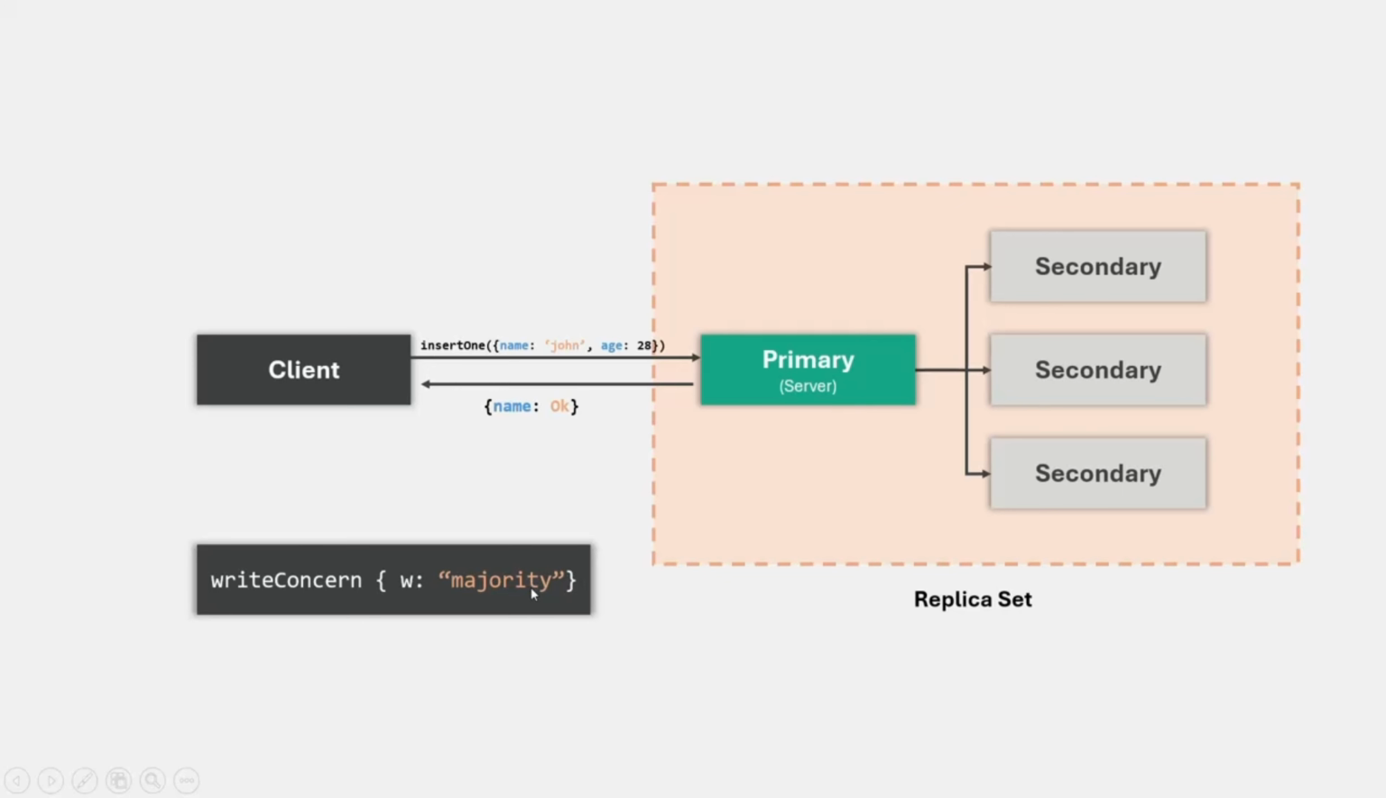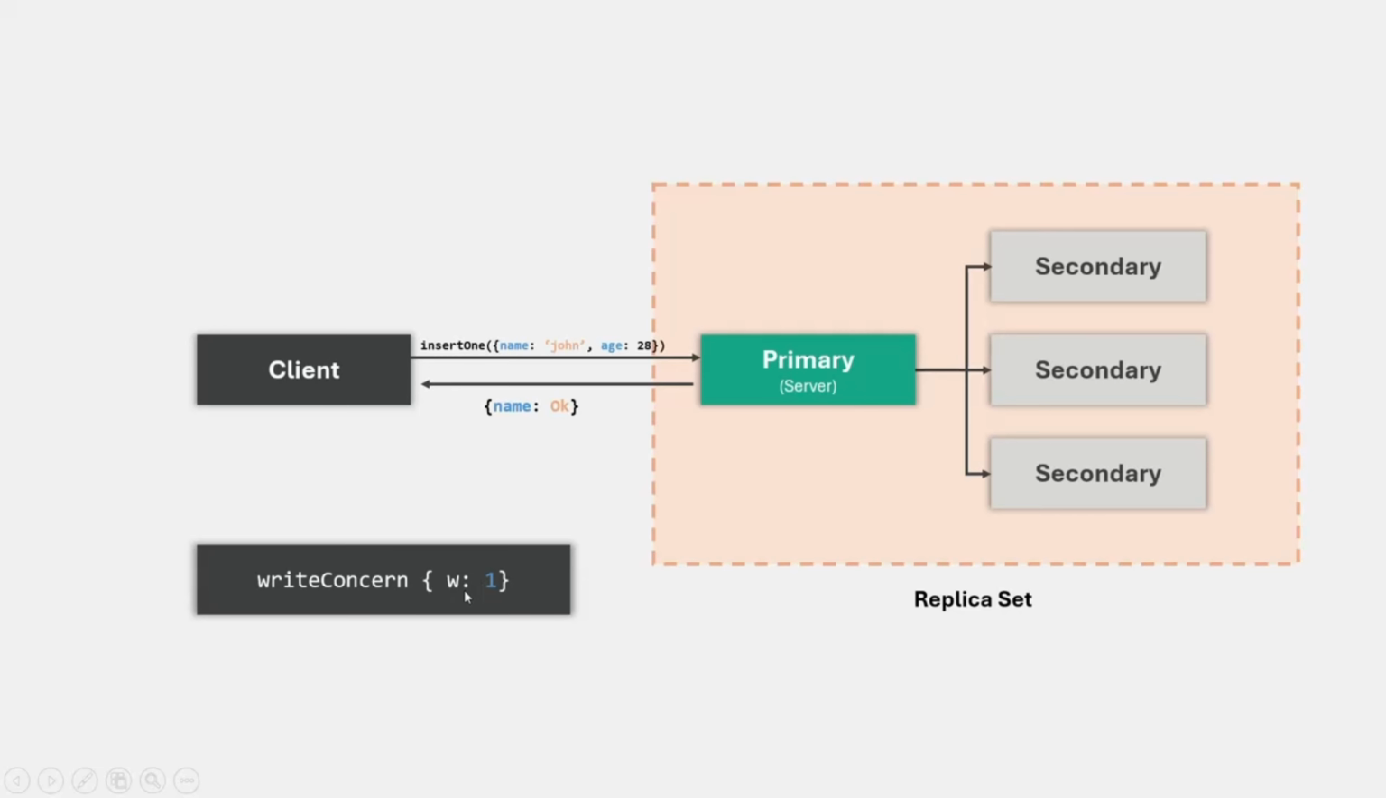But we can also set this W to some integer value. For example, 1. In this case, the acknowledgement will be received from the server as soon as the insert has happened in the primary server, even though the documents have not been inserted in the secondary servers. So as soon as the insert has happened in the primary server, it is going to send the acknowledgement. It will not wait for the insert in the secondary servers. So that's what this W equal to 1 means.